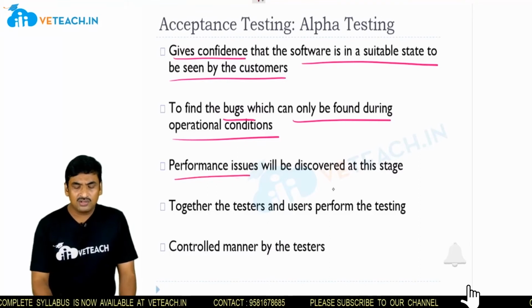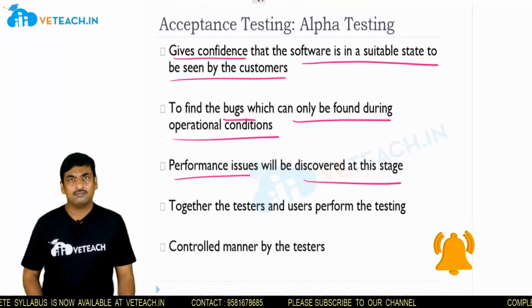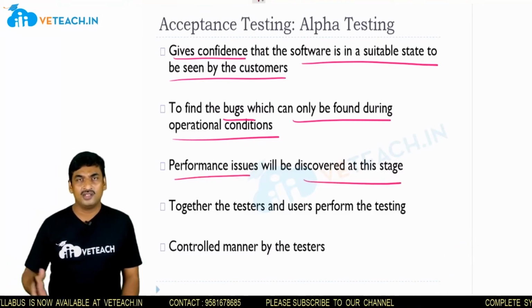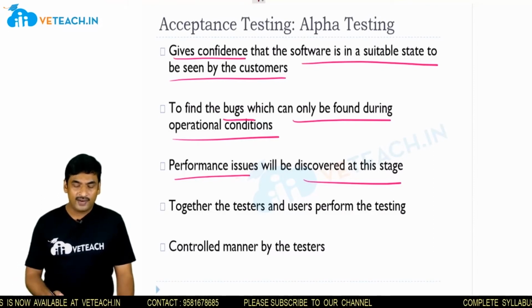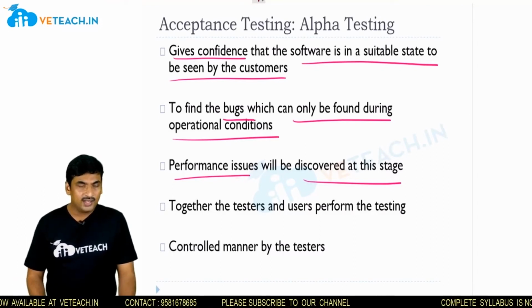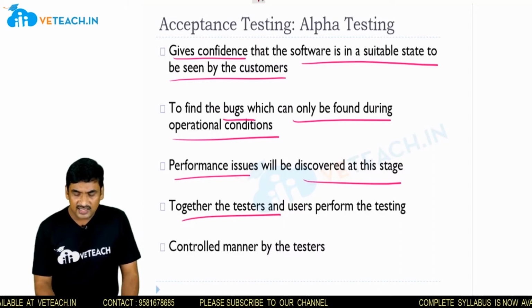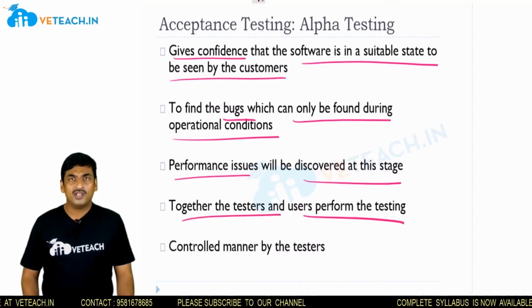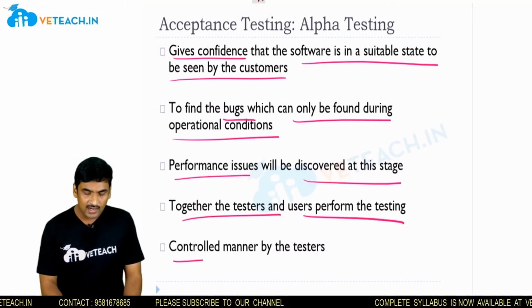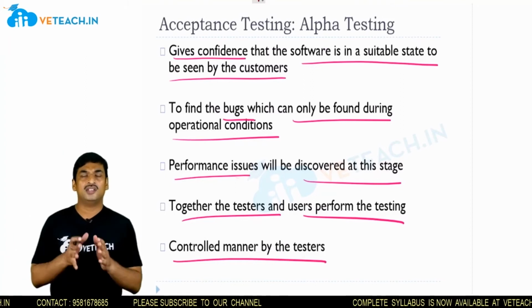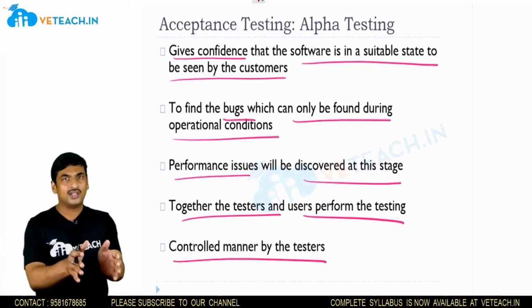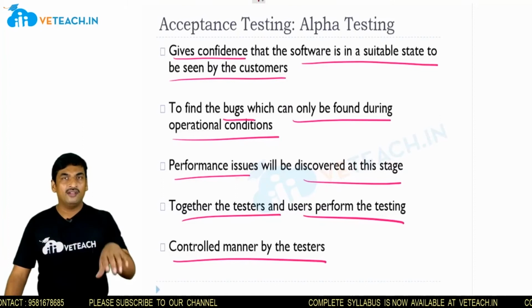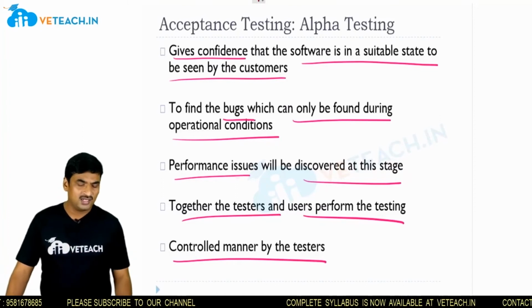So performance issues, if any, will be discovered at this stage. Performance such as the speed, accuracy, etc. Those can be identified or discovered at that corresponding stage. Together, the testers and the users perform this testing in a controlled manner by the testers. The testers ask the users to do certain categories of tests in a controlled environment which is created by the testers.